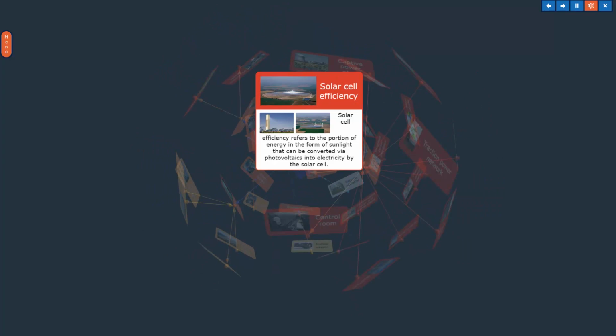Solar cell efficiency. Solar cell efficiency refers to the portion of energy in the form of sunlight that can be converted via photovoltaics into electricity by the solar cell.